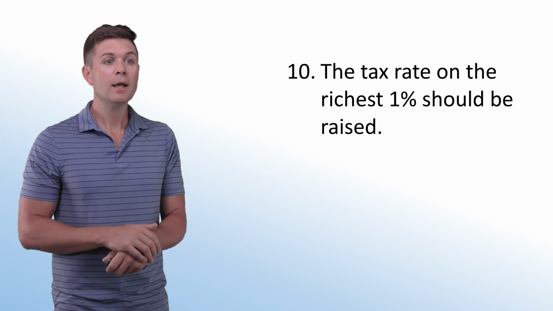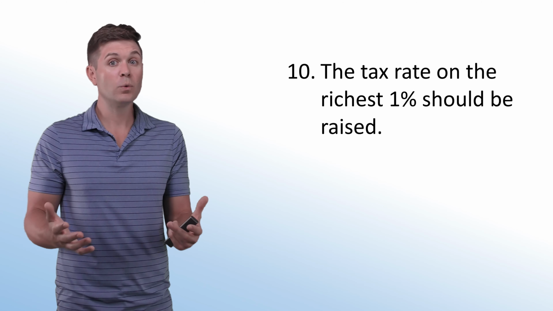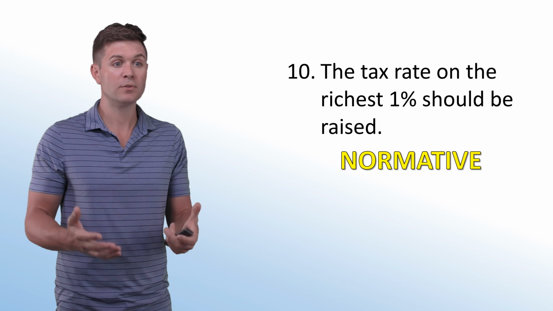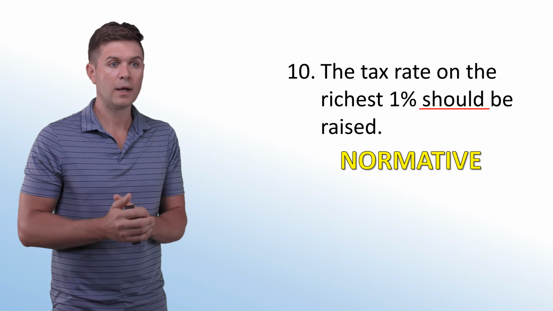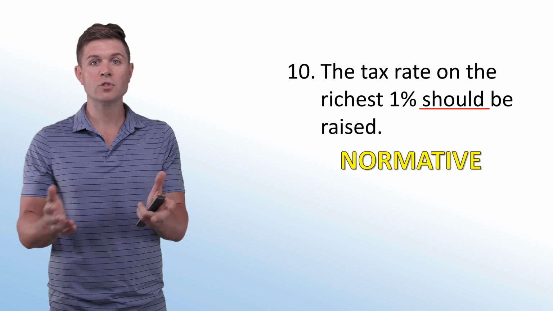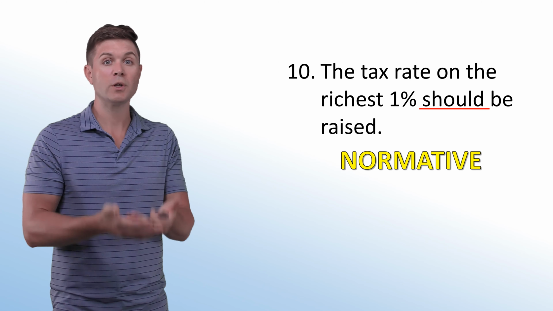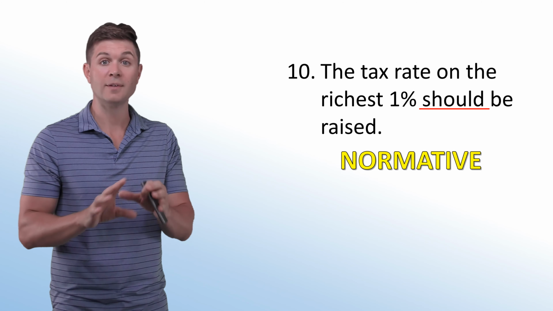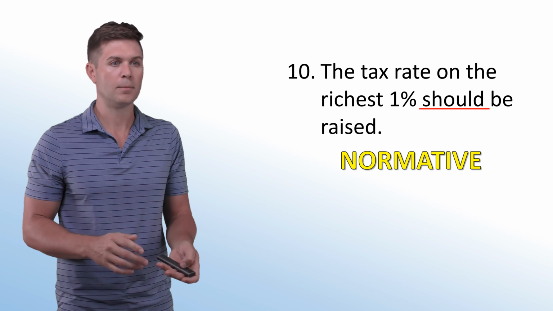All right, number 10, the tax rate on the richest 1% should be raised. Now this one is a value statement. It's a judgment statement. It's a normative. Should is the key word here, okay? We could say that the tax rate on the richest 1% would increase GDP. If we raise the tax rate on the richest 1%, GDP would increase or decrease by a certain amount and we could test it and it would be positive. But this one just says it should be raised, so it's a normative statement.